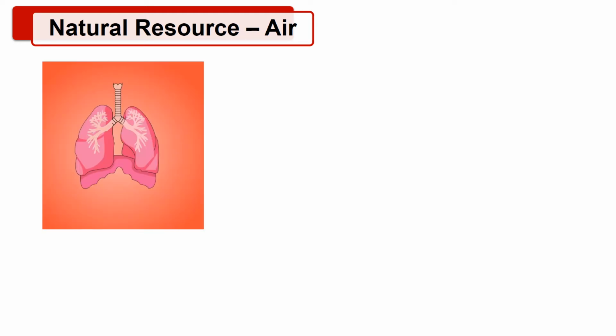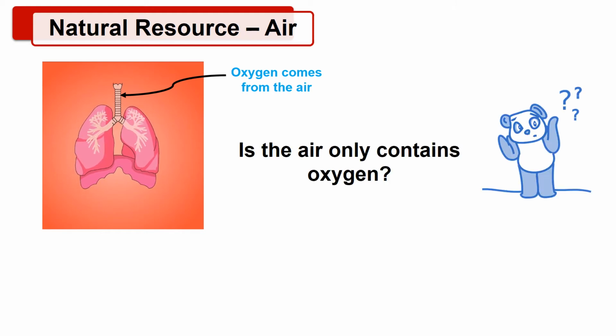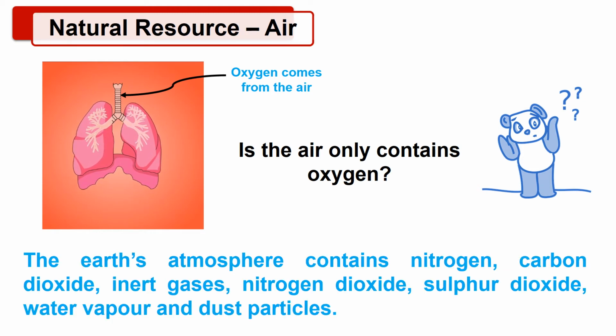Now, we will discuss our first and most important natural resource, which is air. We know all the living things need oxygen for breathing. But where does this oxygen come from? Oxygen comes from the air. But does the air only contain oxygen and not other gases? The air in the Earth's atmosphere also contains various gases like nitrogen, carbon dioxide, inert gases, nitrogen dioxide, sulfur dioxide, water vapor and dust particles.